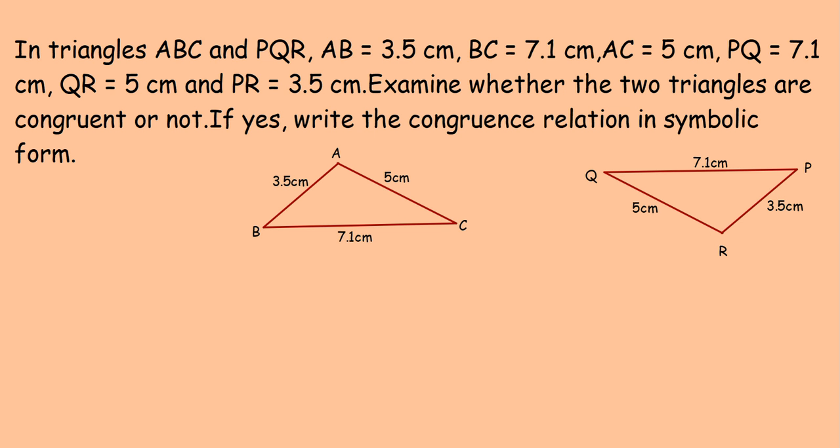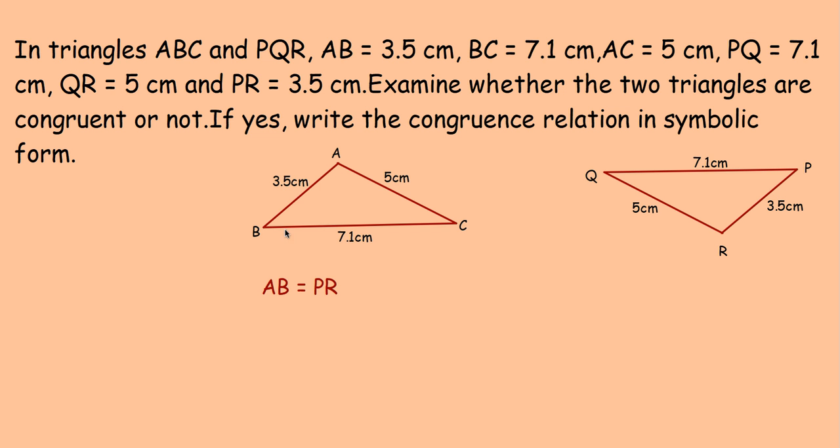Here, if three sides of one triangle are equal to the three corresponding sides of the other triangle, you can say these two triangles are congruent. Now check whether three sides of one triangle are equal to corresponding sides of the other triangle. Look at the length. AB is equal to 3.5 centimeter. Now in PQR, is there any side having 3.5 centimeter? Yes, here you can see PR also 3.5 centimeter. So we can write AB is equal to PR.